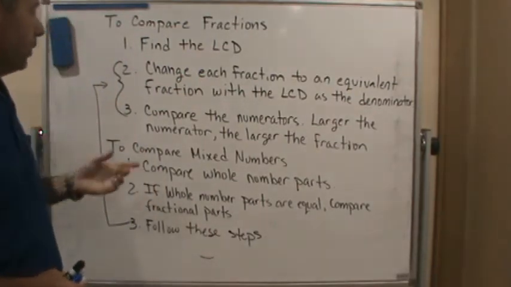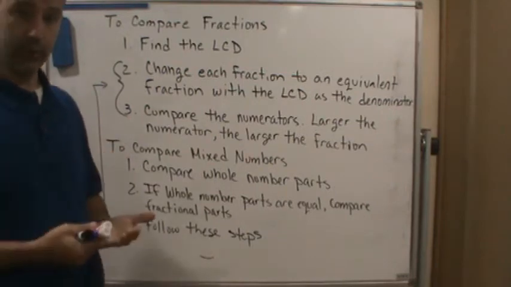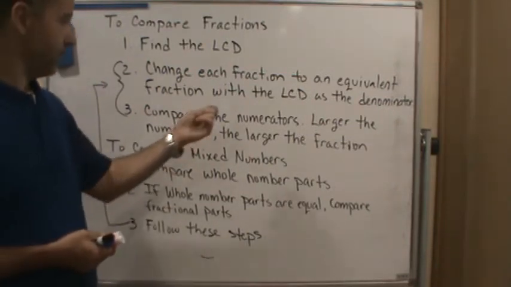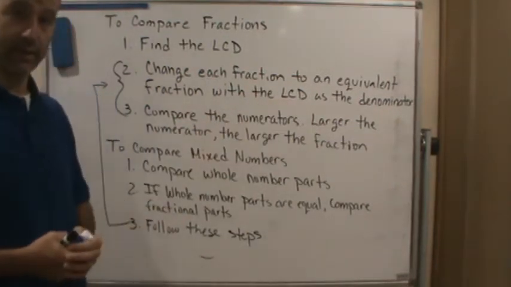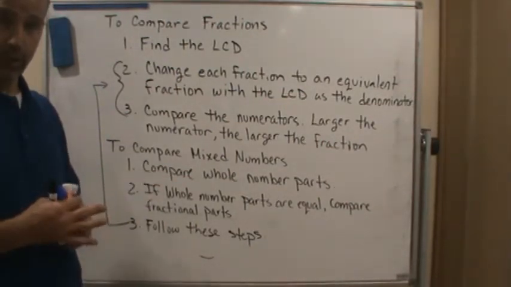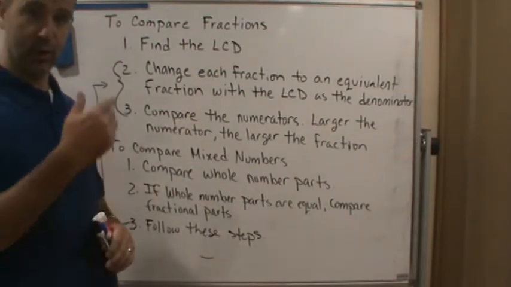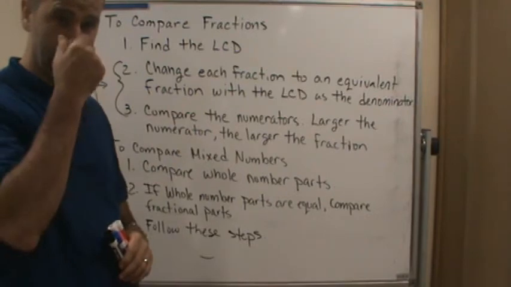Once you do that, then you're going to change each fraction to its equivalent fraction that has the LCD as its denominator. And then step 3 is once you have all of the equivalent fractions with the same denominator, then you can just look at the numerators, and the numerators tell you how big the fraction is.